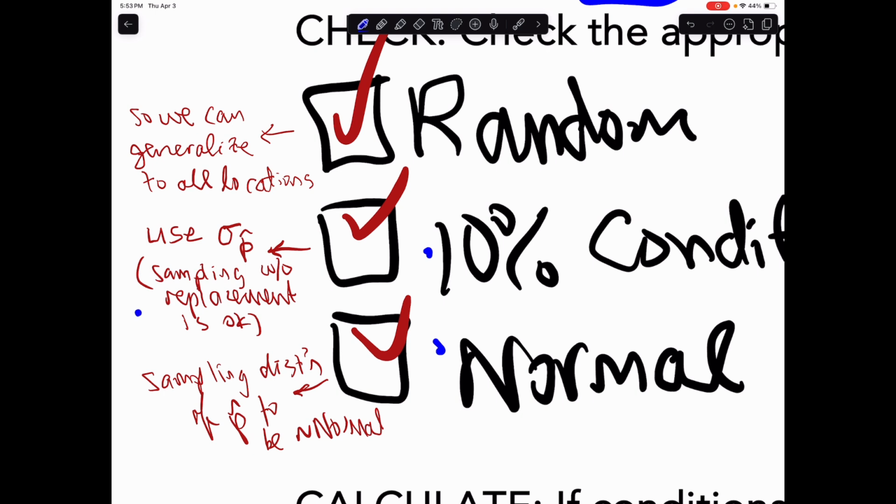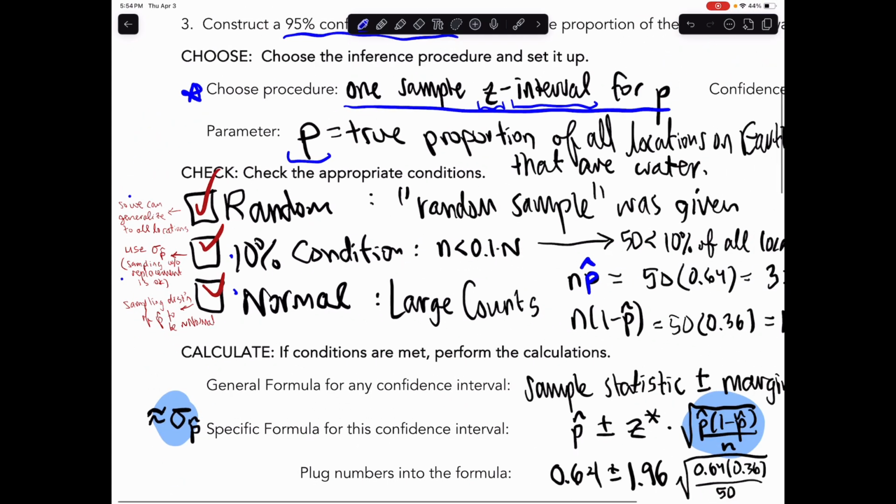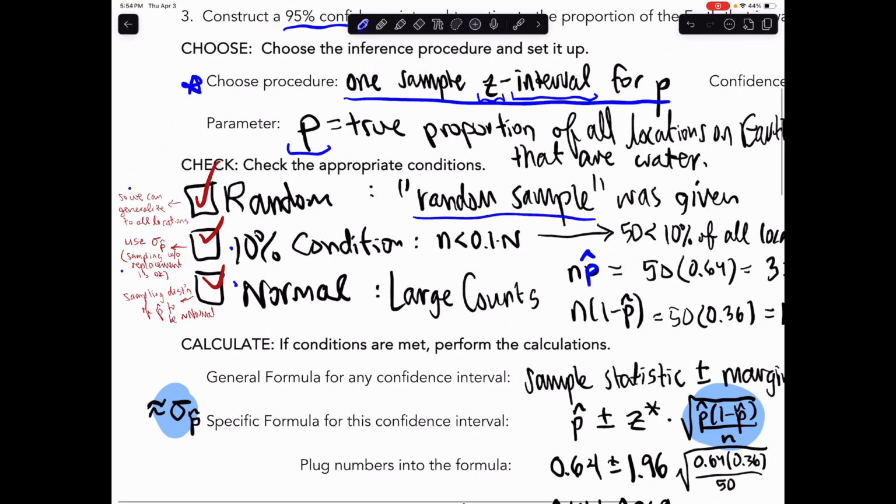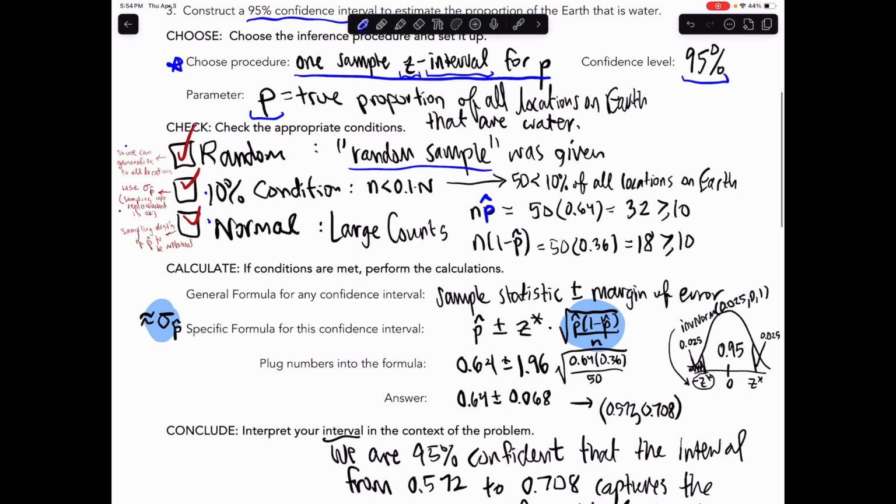We can use the standard deviation equation, right? Sampling without replacement is okay. And then the randomness means that we can generalize to all locations. So we make sure we quote random sample from the problem. And then we do the calculations.